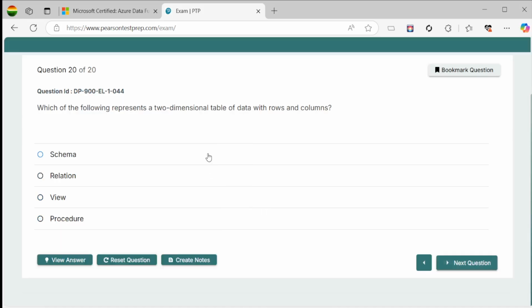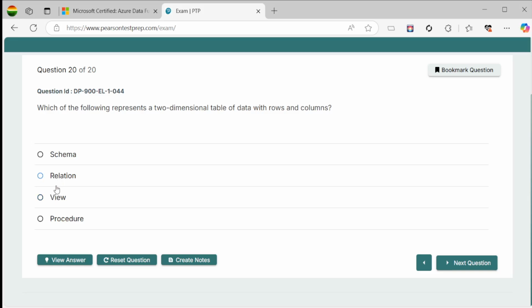Which of the following represents a two-dimensional table of data with rows and columns? This is our last question. A schema, a relation, a view, or stored procedure? A two-dimensional table of data with rows and columns. So the key here is a table with rows and columns. Which is a table with rows and columns? Well, a stored procedure is not a table. A schema is not a table. So is it a relation or a view? Well, with rows and columns.